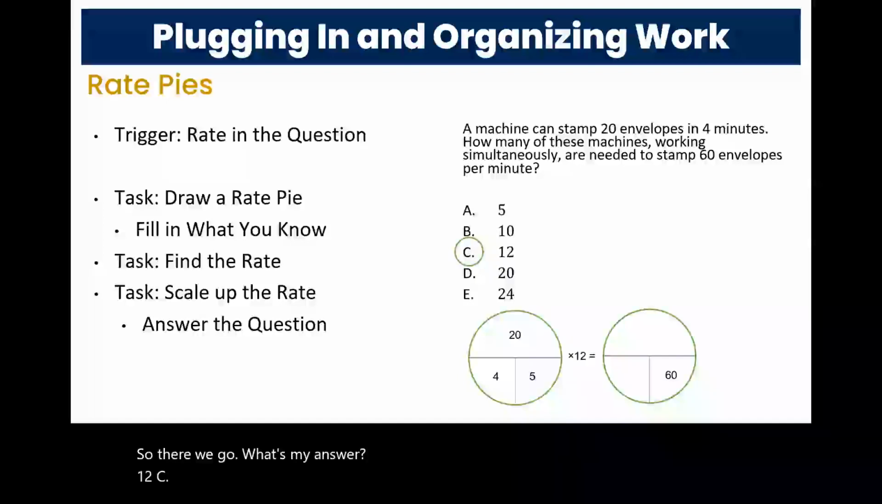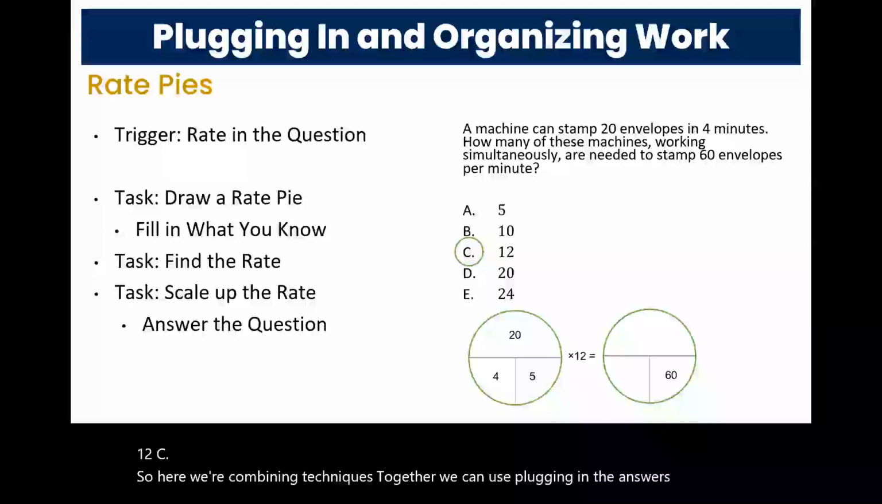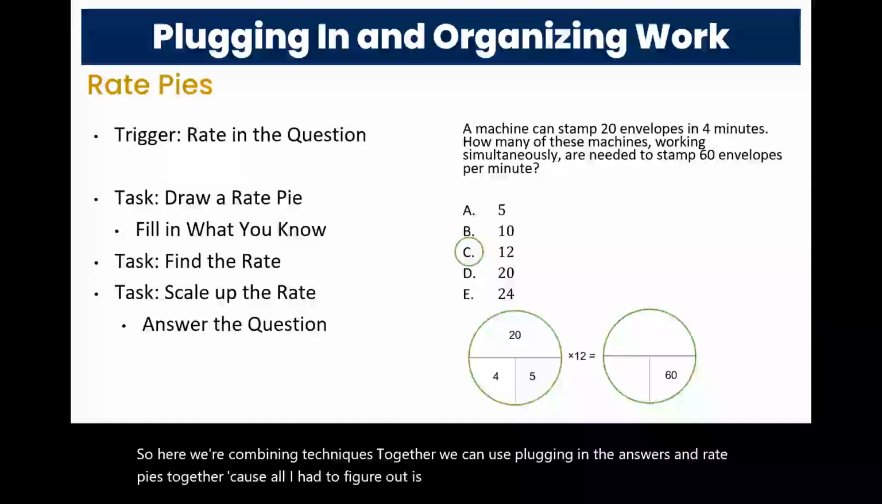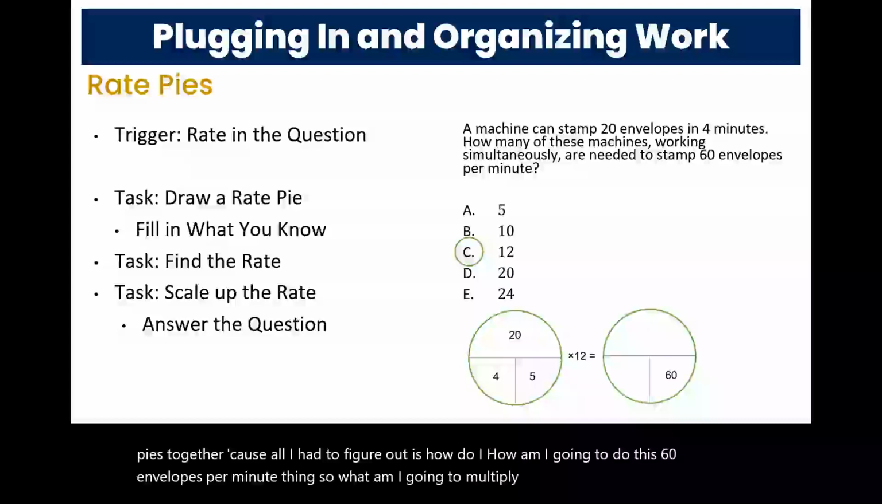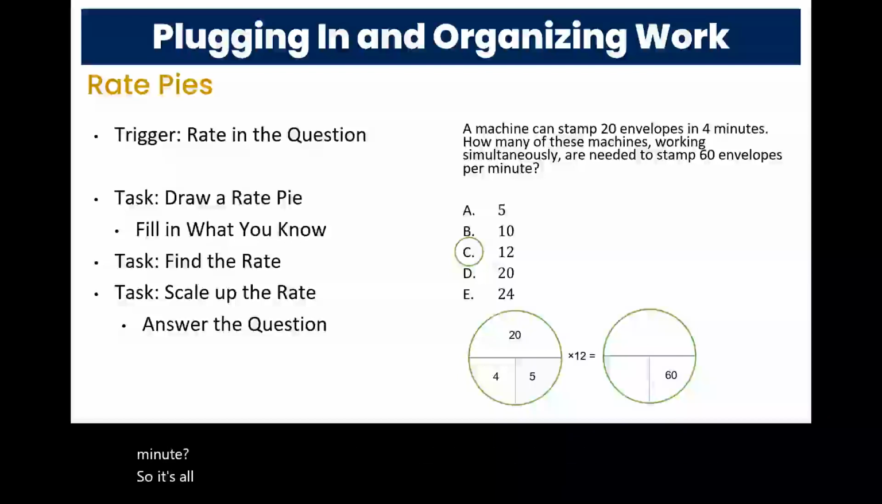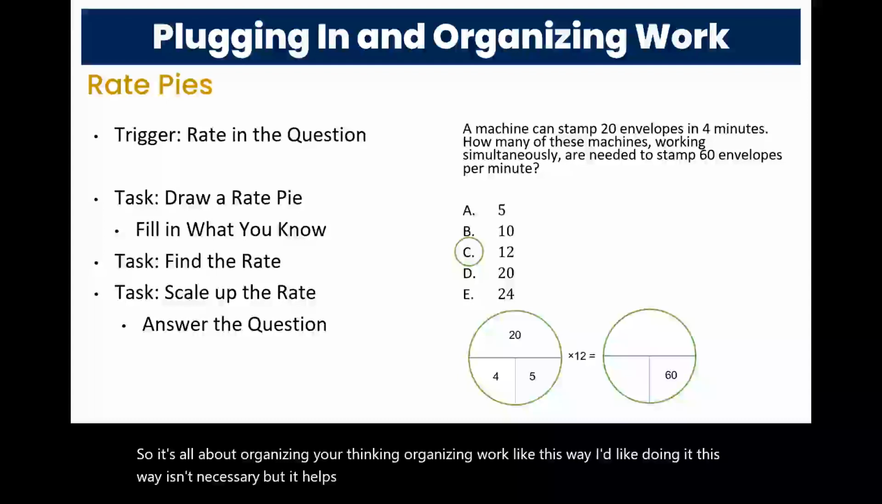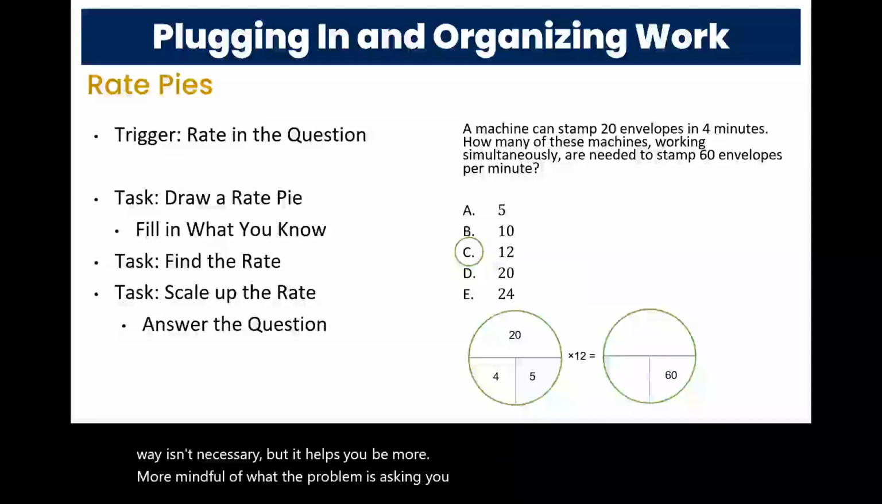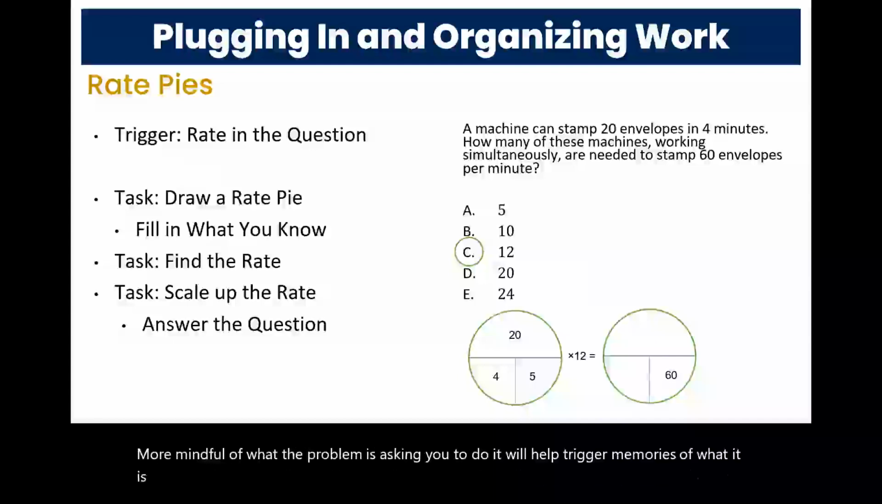So here we're combining techniques together. We can use plugging in the answers and rate pies together, because all I had to figure out is how am I going to get this 60 envelopes per minute. So what am I going to multiply the rate by to get 60 envelopes per minute? So it's all about organizing your thinking. Organizing your work this way isn't necessary, but it helps you be more mindful of what the problem is asking you to do. It'll help trigger memories of what you know about these things.